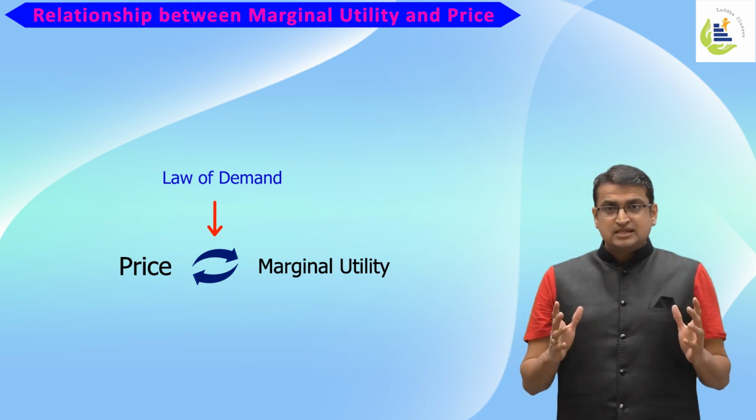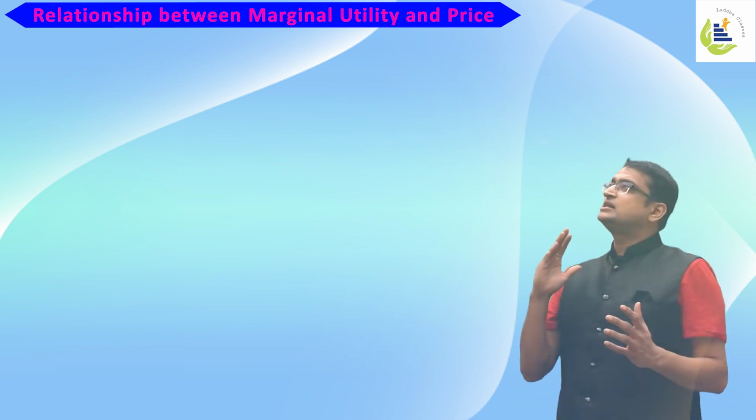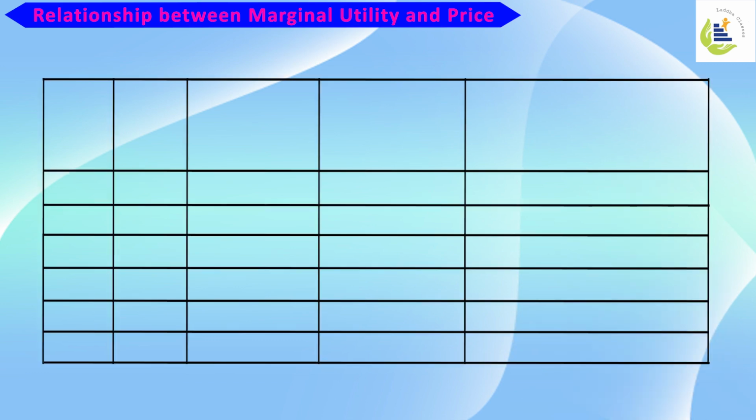In order to understand this relationship, let us look at this chart. We will assume that the amount of money or price for each marginal utility unit is 10 rupees. So let us see this chart. The chart has certain columns in it. The first column is talking about the number of units.